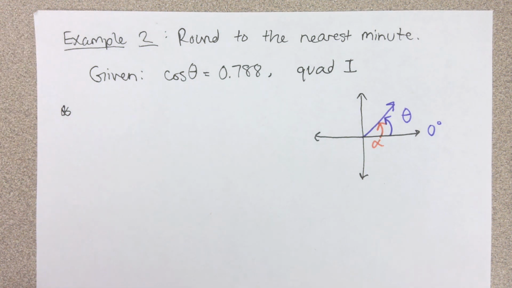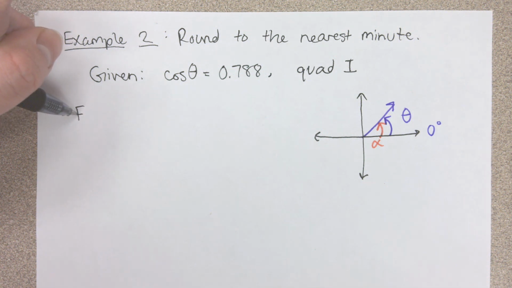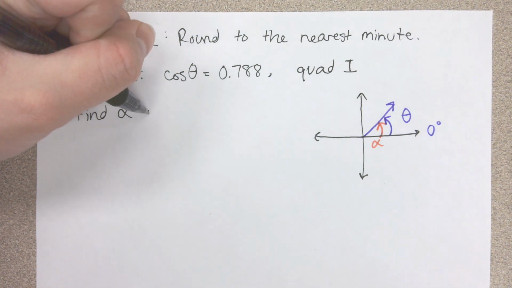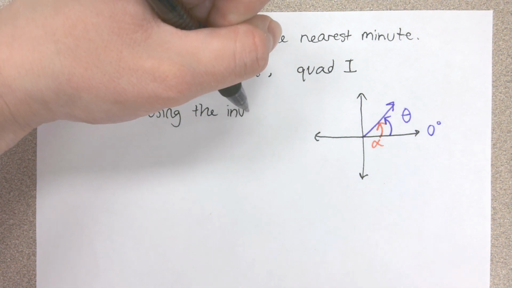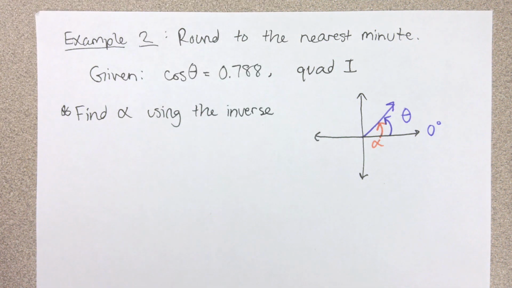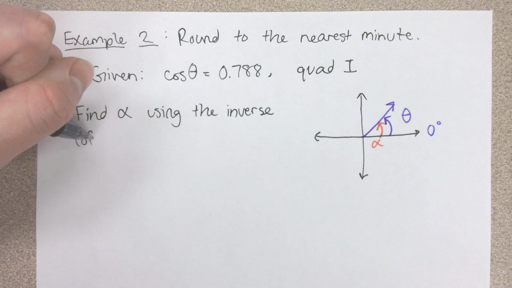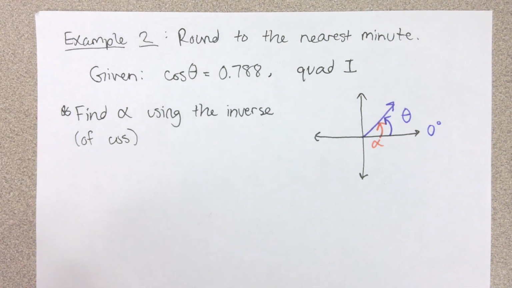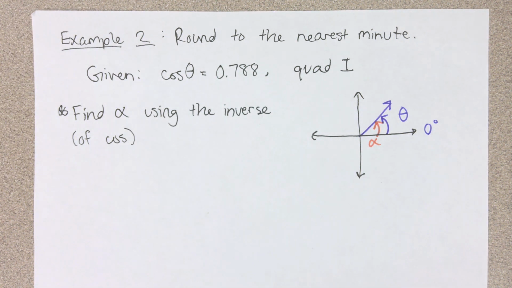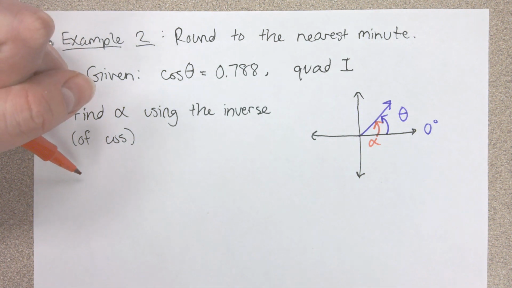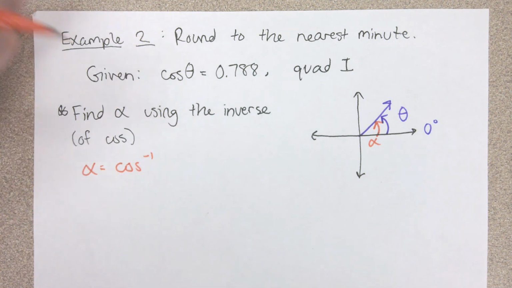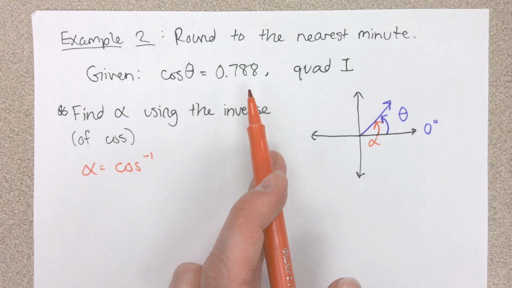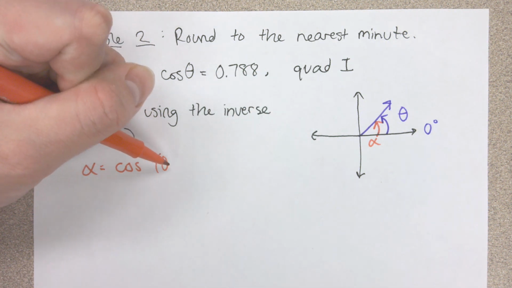So just like I said the first time, the first thing you need to do is find alpha using the inverse. And in this case, it's going to be of cosine. Alpha is inverse cosine, and then it's of whatever value they give us in the original problem.